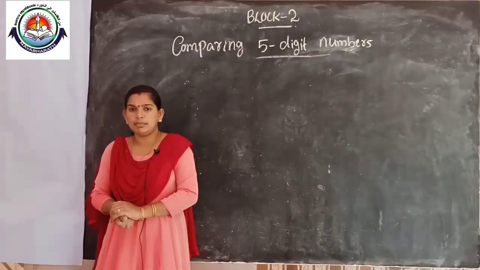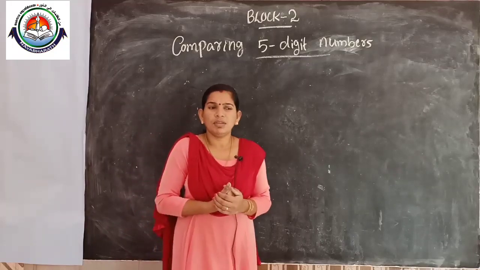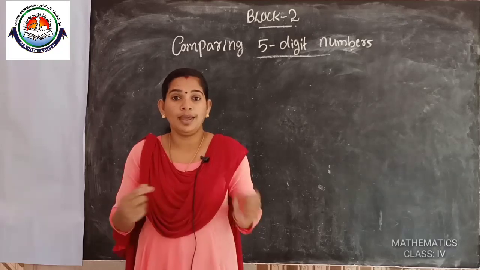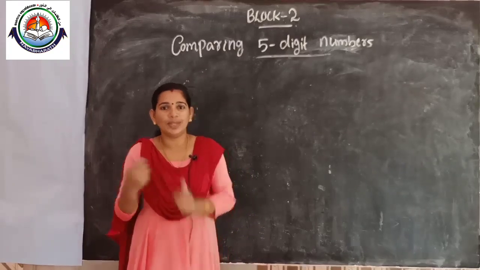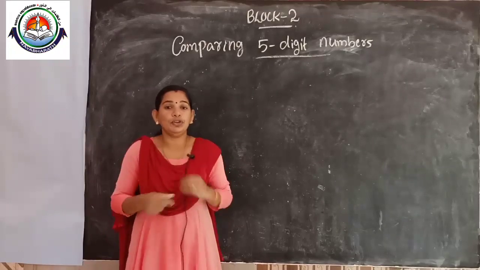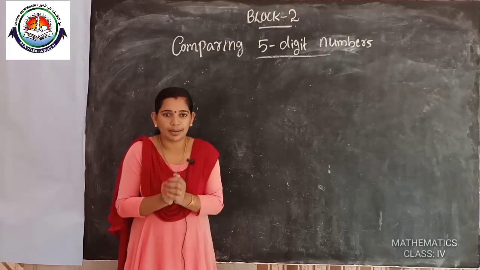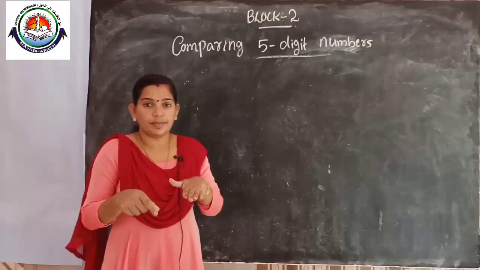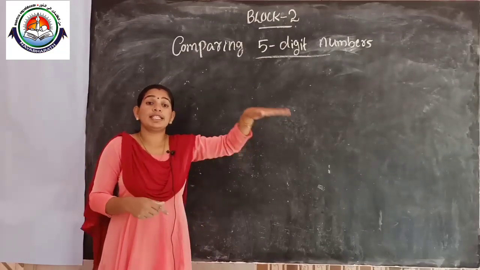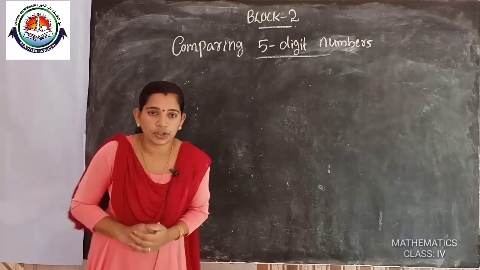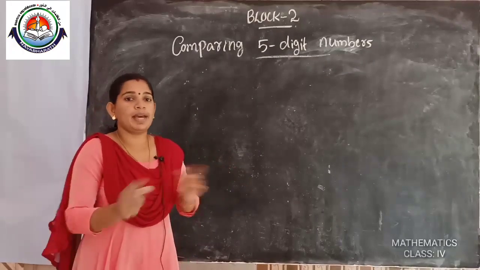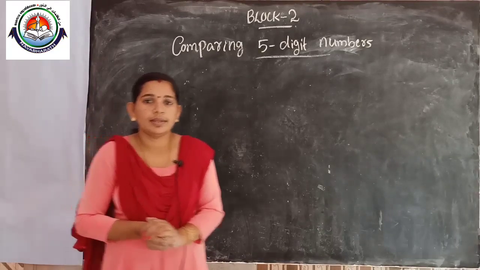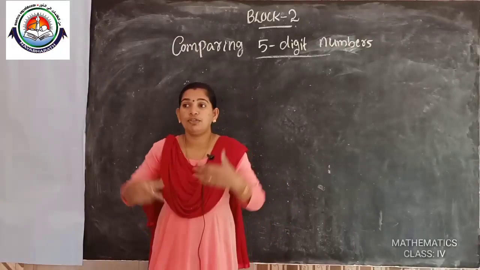Comparing 5-digit numbers. Have you heard of comparing? Where do we use comparing? In the classroom, you are comparing the teachers, old teachers and new teachers, new friends and old friends. You are also comparing the height of the children. Who is the tallest friend? Who is the shortest friend on your side? And your brothers also, he is very naughty. You are comparing your character, your features.